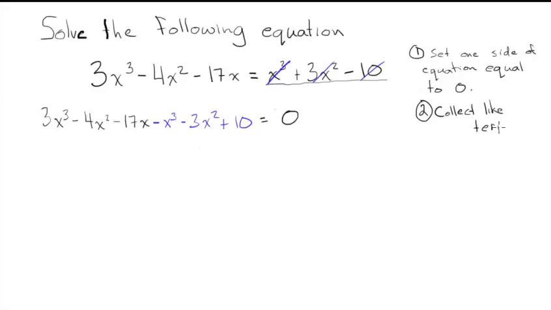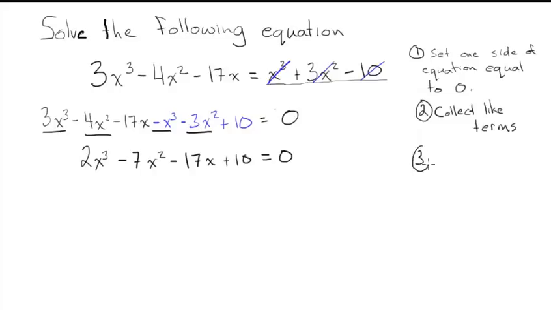Same thing you would do with quadratics. So I have 3x cubed, sorry, and minus x cubed. So I have 2x cubed. I have minus 4x squared, minus 3x squared, minus 7x squared. I have minus 17x, it's the only x term, and plus 10, it's the only constant term. And that's equal to 0. So that's good. I have a polynomial, a cubic, written in standard form.